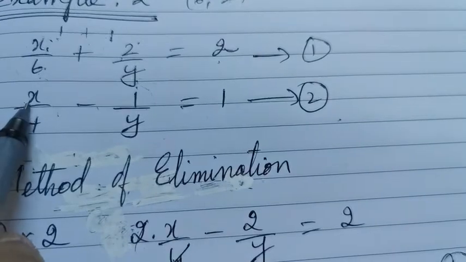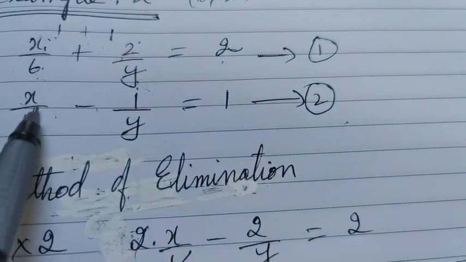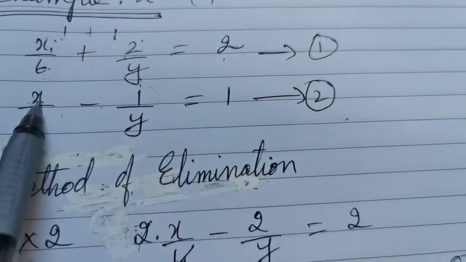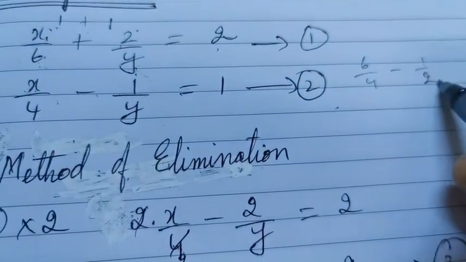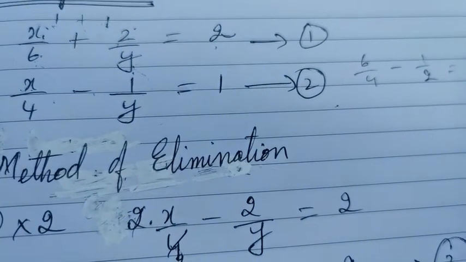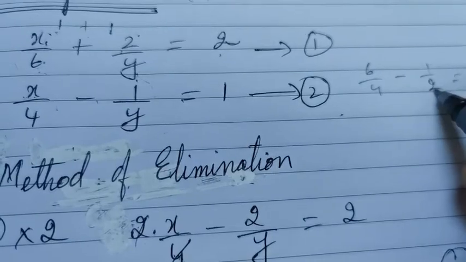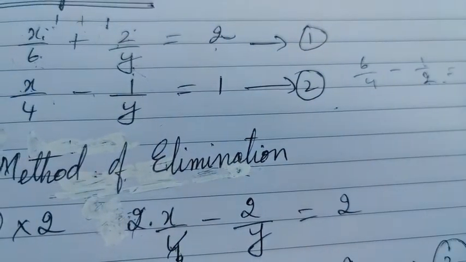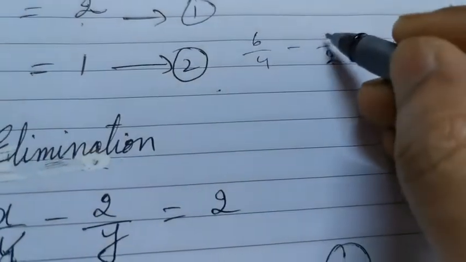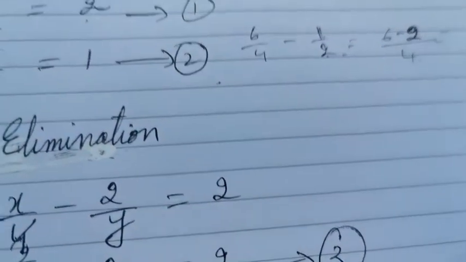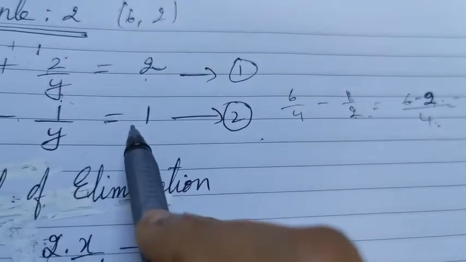Again here the value of x is 6. So 6 by 4 minus 1 by 2. So my LCM is 4. Correct? So 6 minus 2 into 2 is 4. So 1 into 2 is 2. So 6 minus 2 is 4. 4 by 4 is 1. We got the 1 here.